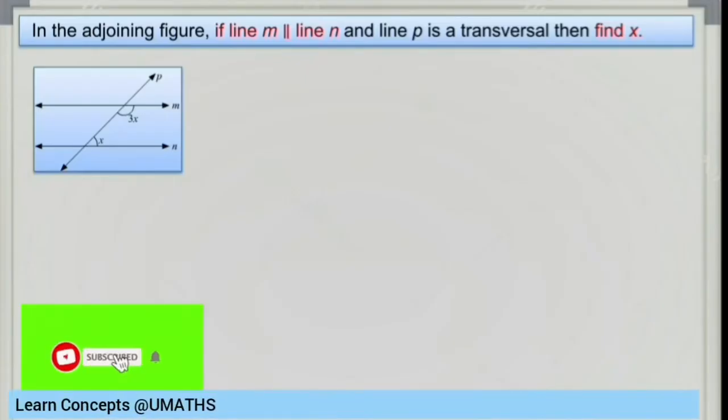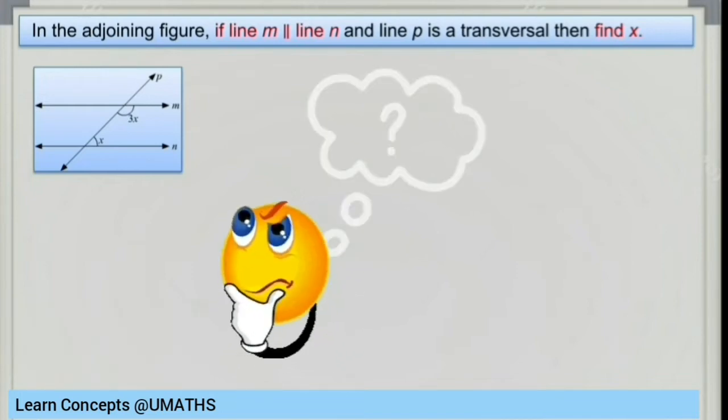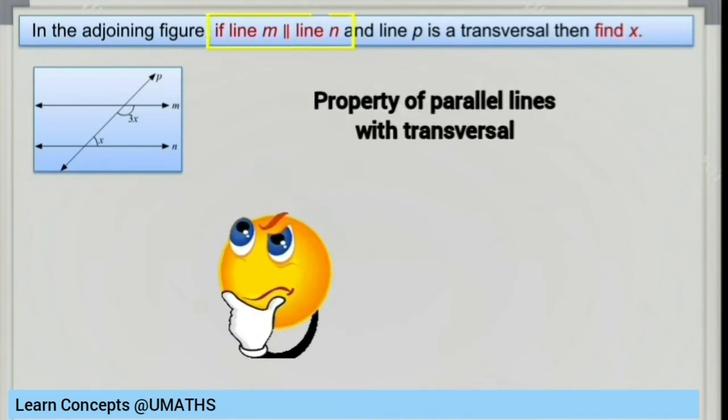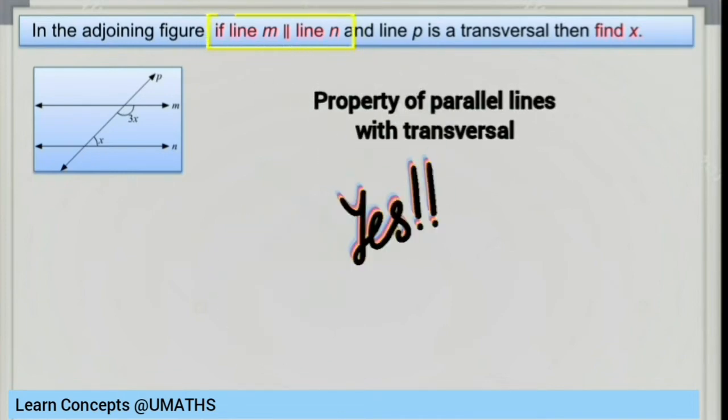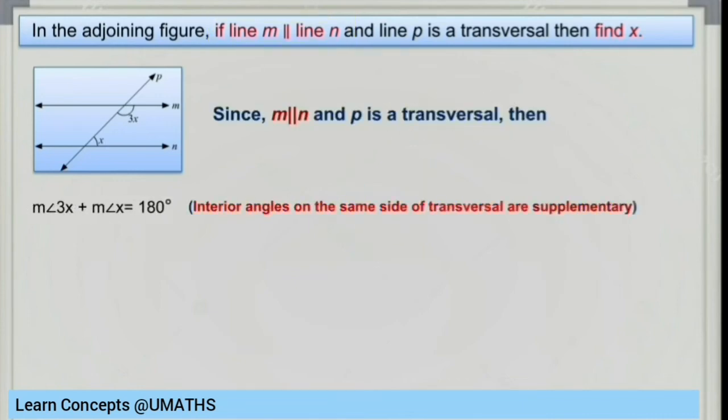Let us go for the next question. In this figure, we have to find out the x value. Remember the property of parallel lines with a transversal. Line M is parallel to line N and P is the transversal, then we can say interior angles on the same side of the transversal are supplementary.